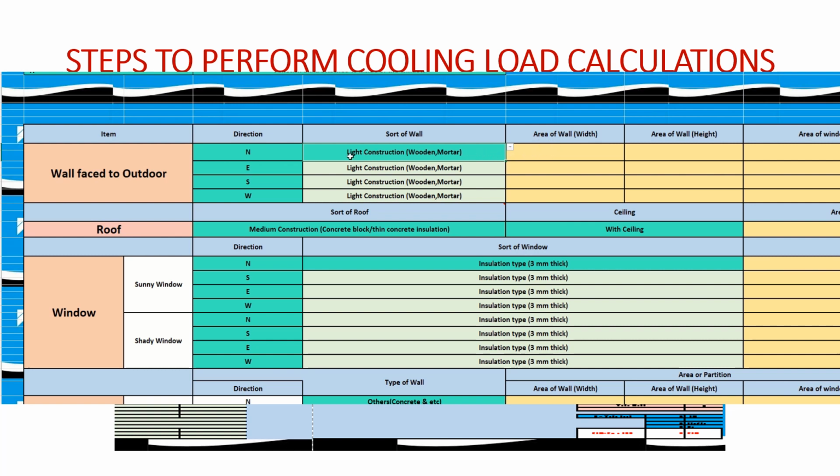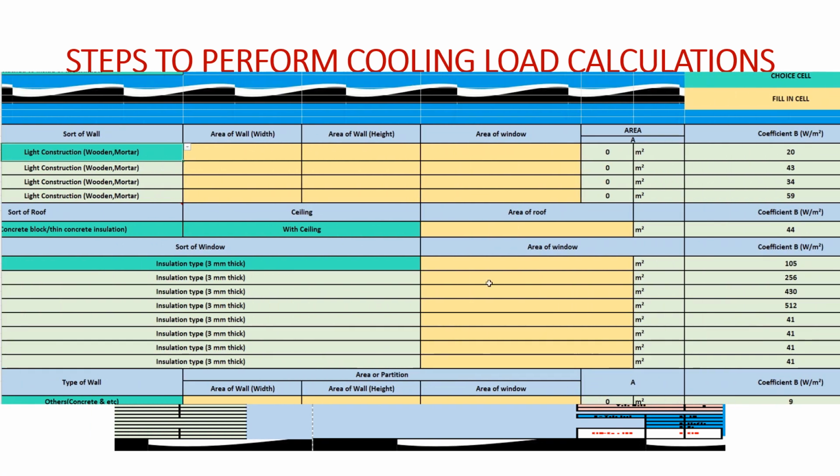Once we select light construction, we put in the width of the wall, and then the height of the wall. Then we have the area of the window. This one we have to get from the actual size of the window from the drawing. So when we already have these two figures, the area will be calculated automatically here at A.